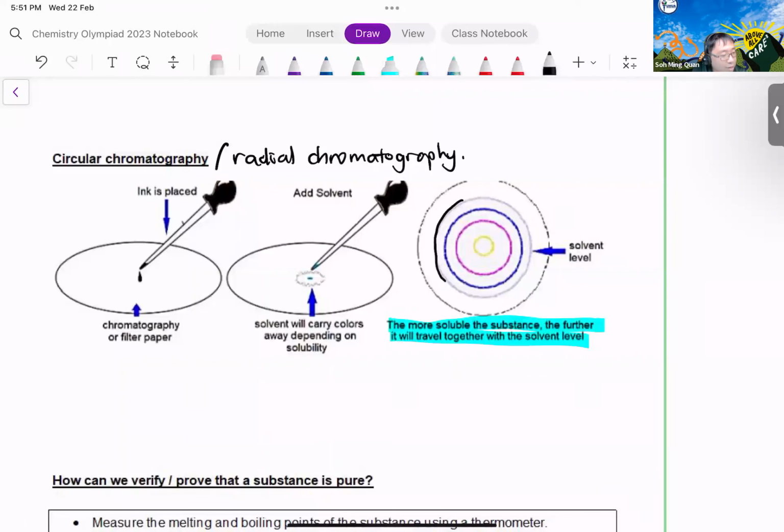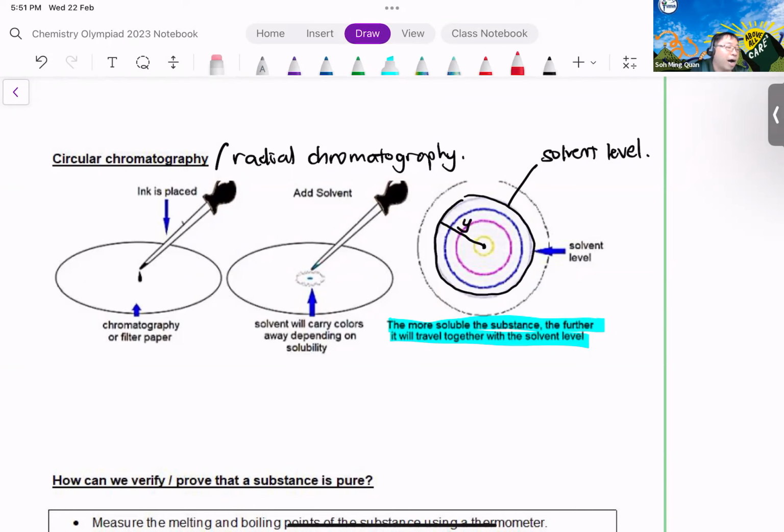So the solvent level is here. Let me draw for you. The solvent level is here, pointed out to you with the arrow. This is the solvent level, or solvent front. So how do you calculate the distance traveled by the solvent? It's a circle. In a circle, the best distance to measure is the radius, from the center to this. So this is y. y is the distance traveled by the solvent.